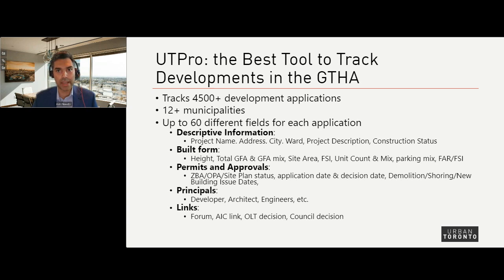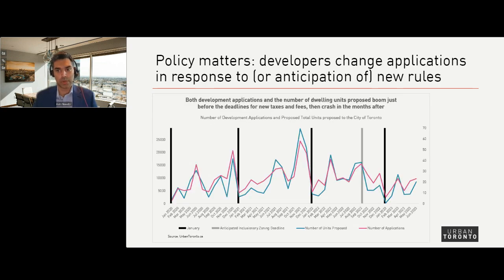UT Pro is our premier data service. As many of you know, we do have free information and statistics available on our website. We have much more information behind our premium service, UT Pro. We currently track over 4,500 development applications across 12 different municipalities, from St. Catharines to Aurora to Bowmanville and everything in between, and even places like Guelph and Kitchener. We have descriptive information, quantitative information, as well as images of the buildings and the links to the development applications, as well as our forums, etc. So it makes tracking these applications very easy and quick.